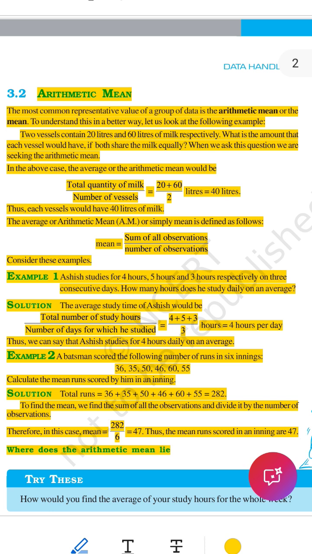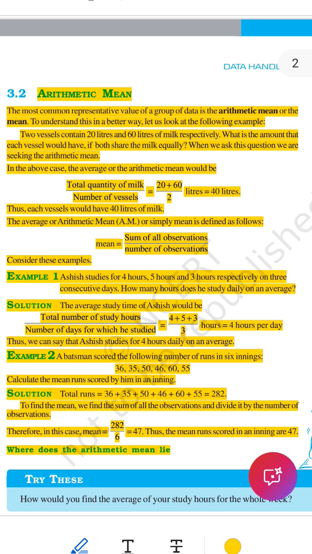2. How do you calculate arithmetic mean? You always follow 3 easy steps. Step 1. Add up all the numbers, sum them. Step 2. Count how many numbers there are. Step 3. Divide the total from step 1 by the count from step 2.